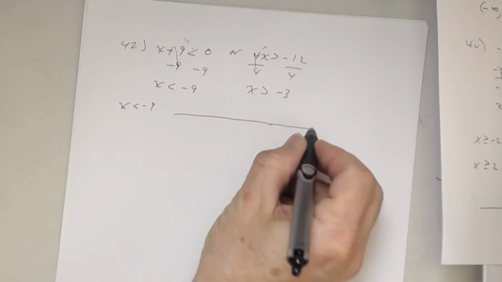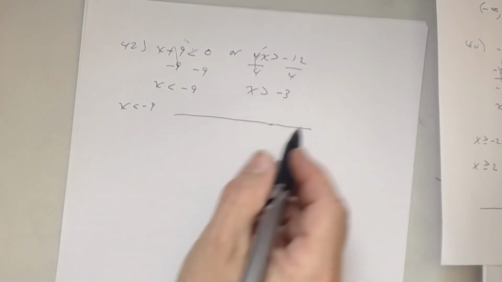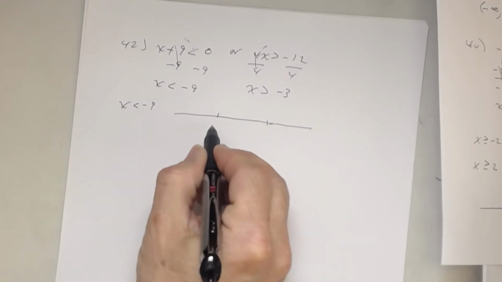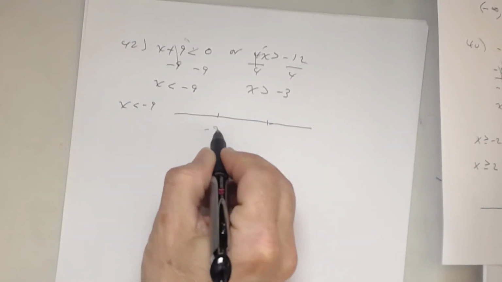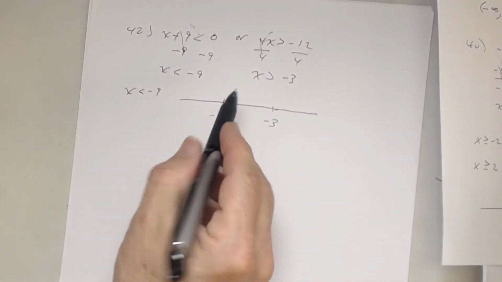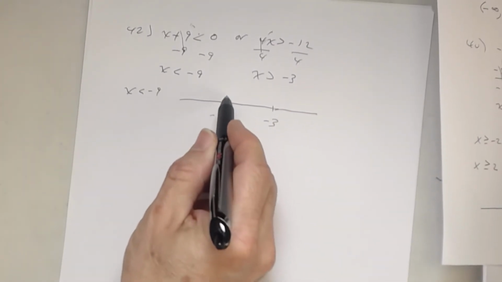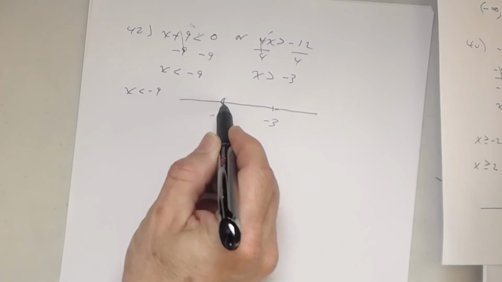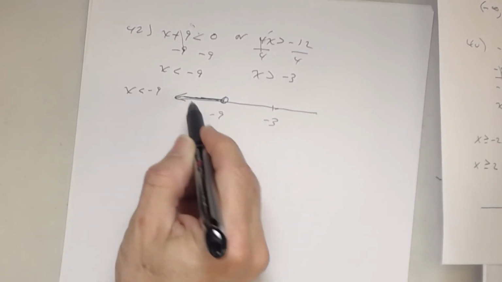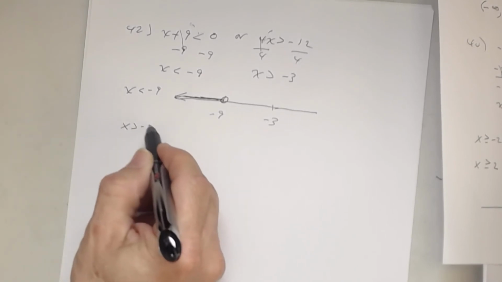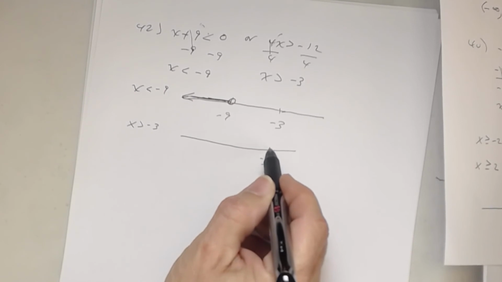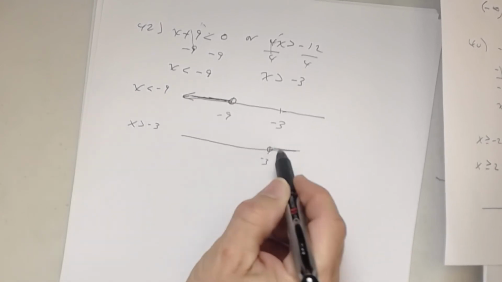So on the number line, do I put negative 9 first or do I put negative 3 first? What goes here? Negative 9. What goes here? Negative 3. Okay. Less than -9, open or closed? Going which way? To the left. Next one, x is greater than -3. Here's -3, open or closed? Going which way? To the right.